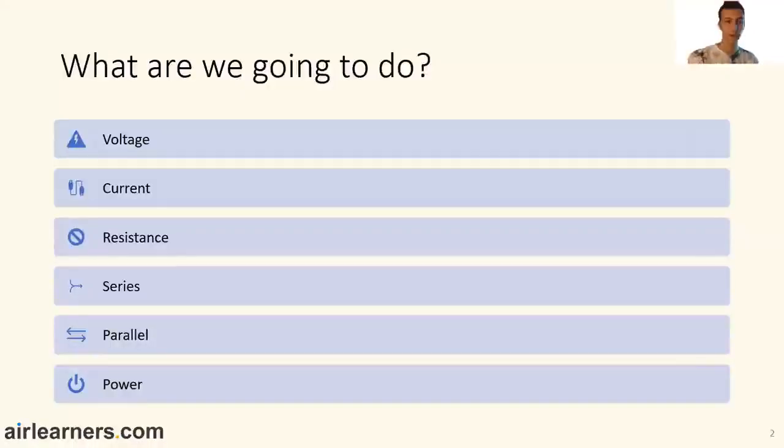So what are we going to have a look at? We're going to look at what I would call the principles of electricity. Those are voltage, current, resistance, and power. And within those, we're going to have a look at series and parallel circuits. So a lot of the work today is going to revolve around circuits.